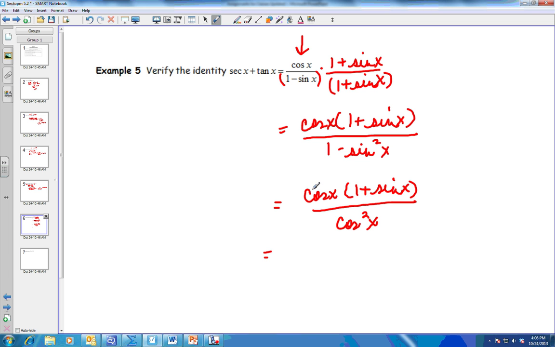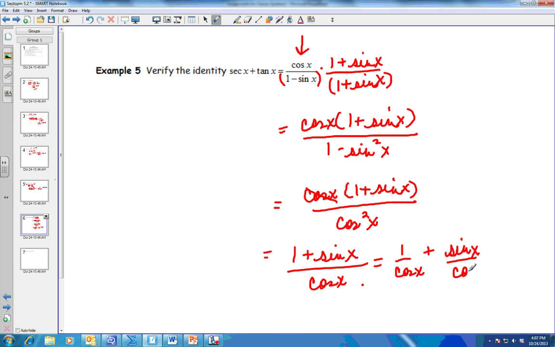1 minus sine squared x is cosine squared x. Do you see that I can cancel one of these cosine x's? So this is now gone. I have 1 plus sine x on top, and I only have 1 cosine x on bottom now. So now look at what I actually have: 1 over cosine x plus sine x over cosine x. Well, what's 1 over cosine? 1 over cosine is secant, and sine over cosine is tangent, which is what I'm wanting.